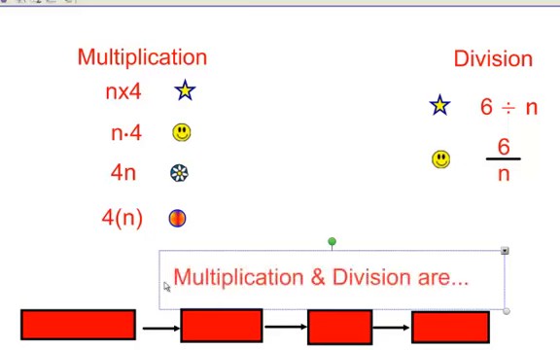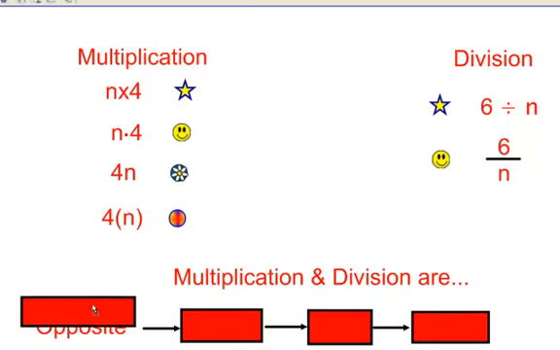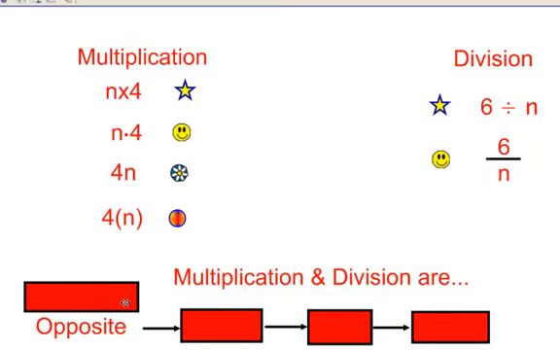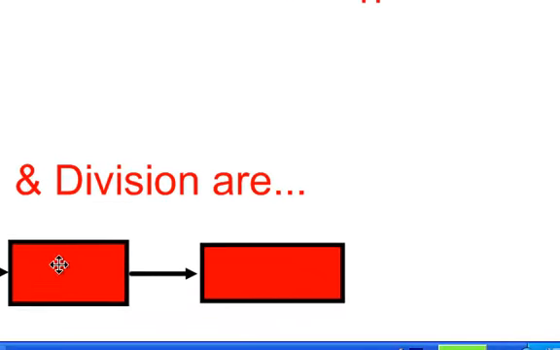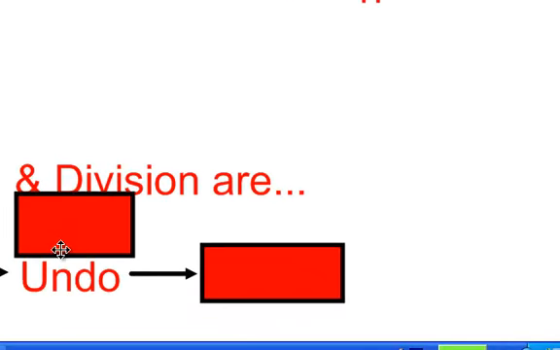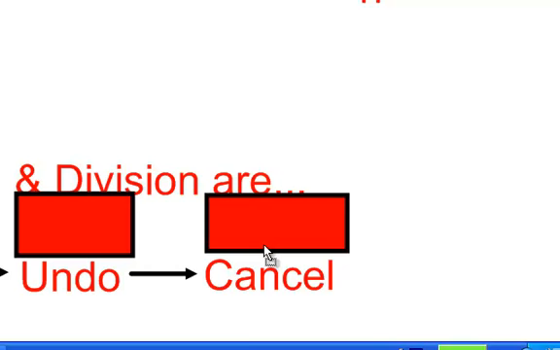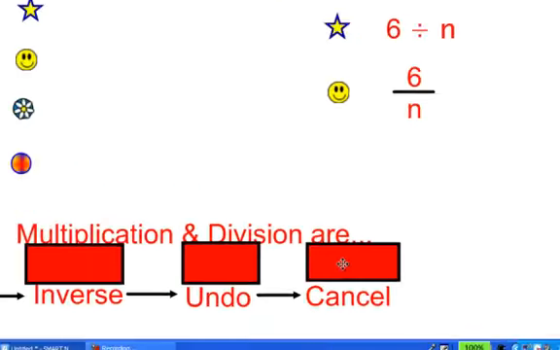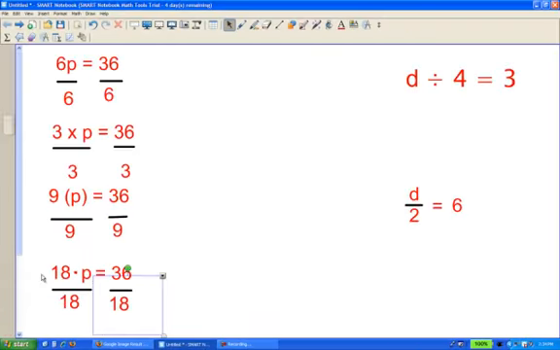Multiplication and division are, just like on and off, opposite of each other. And a bigger word for math words than opposite is inverse. Just like subtraction and addition, they were inverses. Same thing with multiplication and division. They also undo each other. If I have times 5 and divided by 5, those will undo each other, or we could say they cancel each other out.